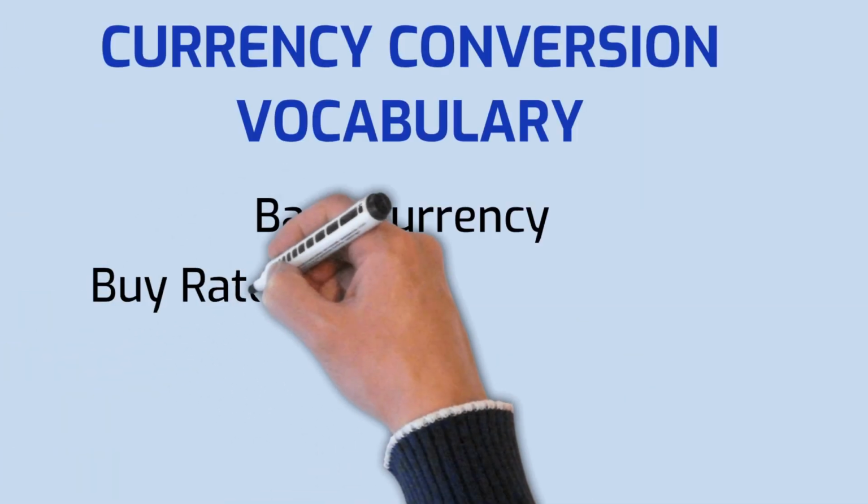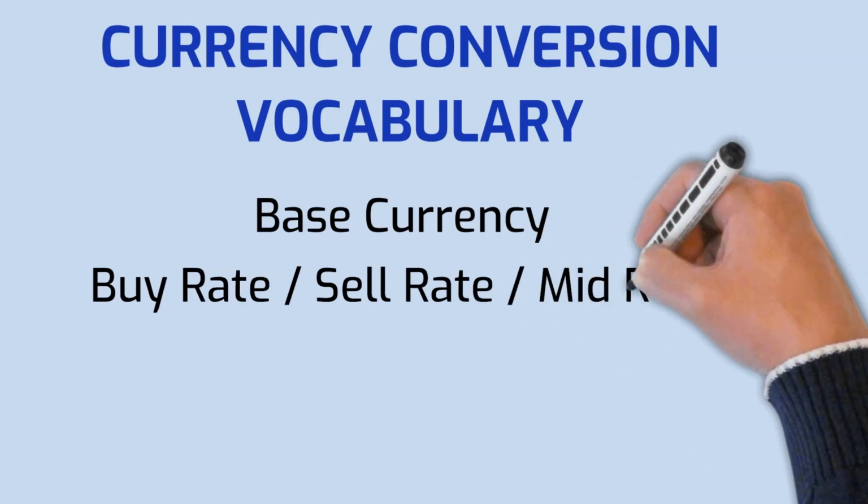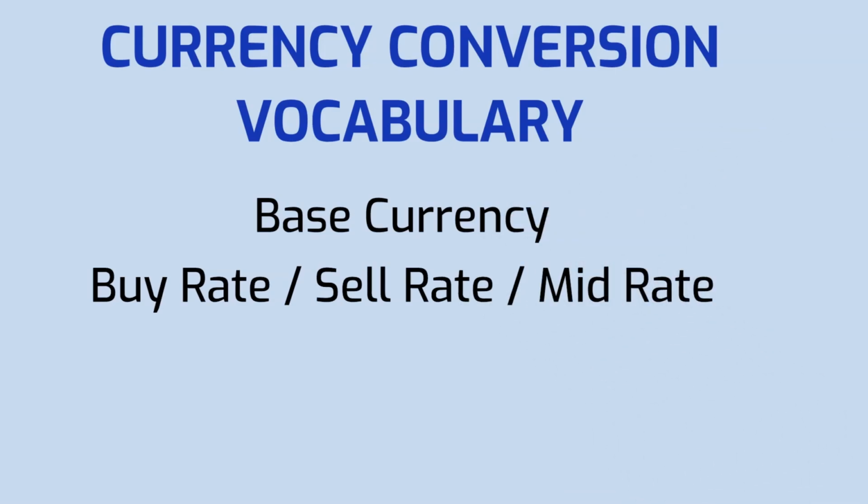Buy rate, sell rate, mid rate. These three rates are used in currency conversion. The first two make sense: the cost to buy the currency and the cost to sell the currency. These rates will be slightly different from each other. More about that in the next definition.